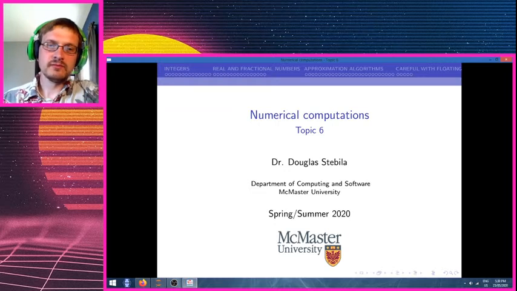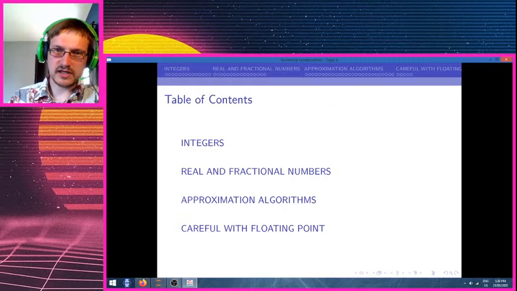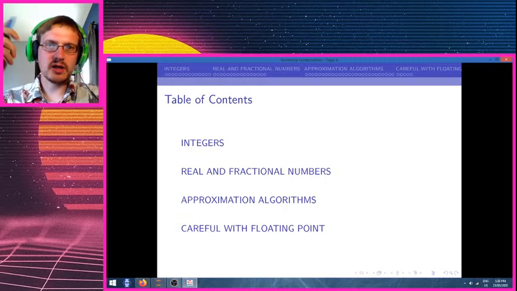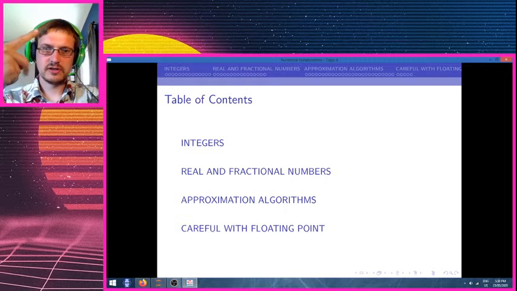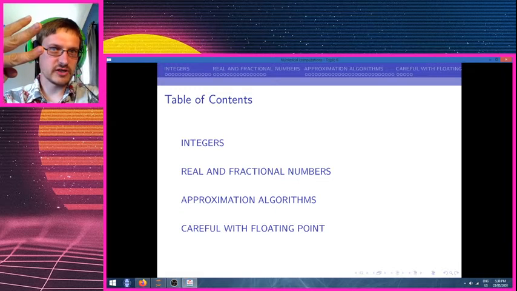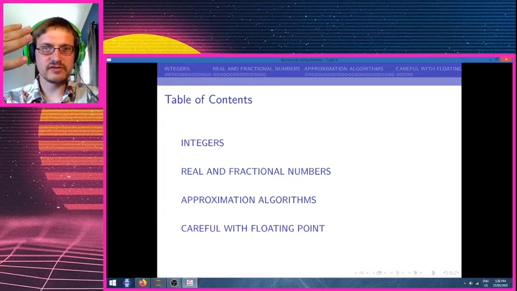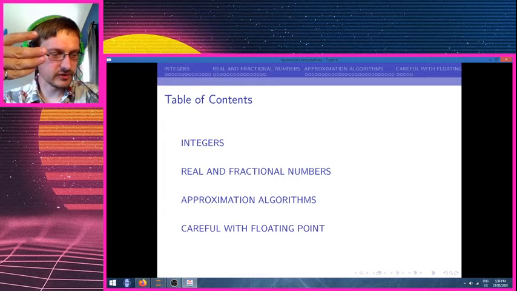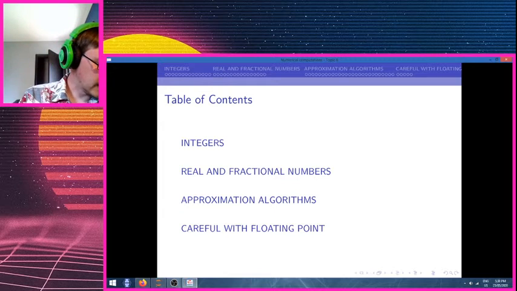But anyway, so we're going to talk about numbers. We're going to talk about integers. We're going to talk about reals and fractionals. We're going to talk about approximation algorithms, and we're going to have some cautionary tales about using floating point representation.